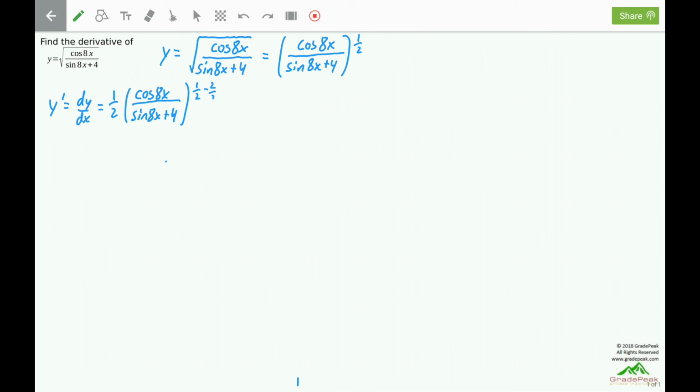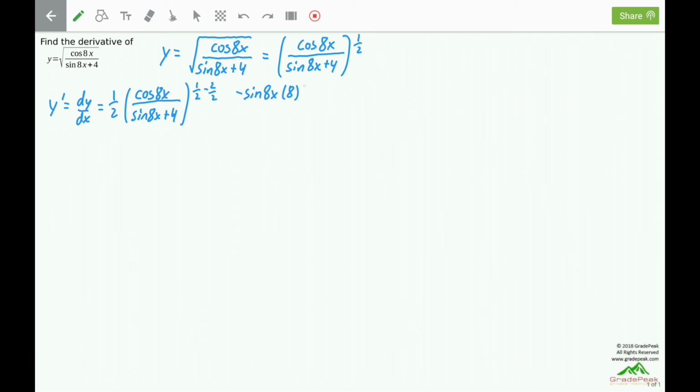Subtract 1 from the power, I will call that 2/2. And now we need to multiply by the derivative of the inside to complete the chain rule. The inside of the power is all of this. The derivative of the inside will be a quotient rule because it's a quotient. We start with the derivative of the numerator. The derivative of cosine of 8x is negative sine of 8x, and then times an 8 to complete the chain rule for that.